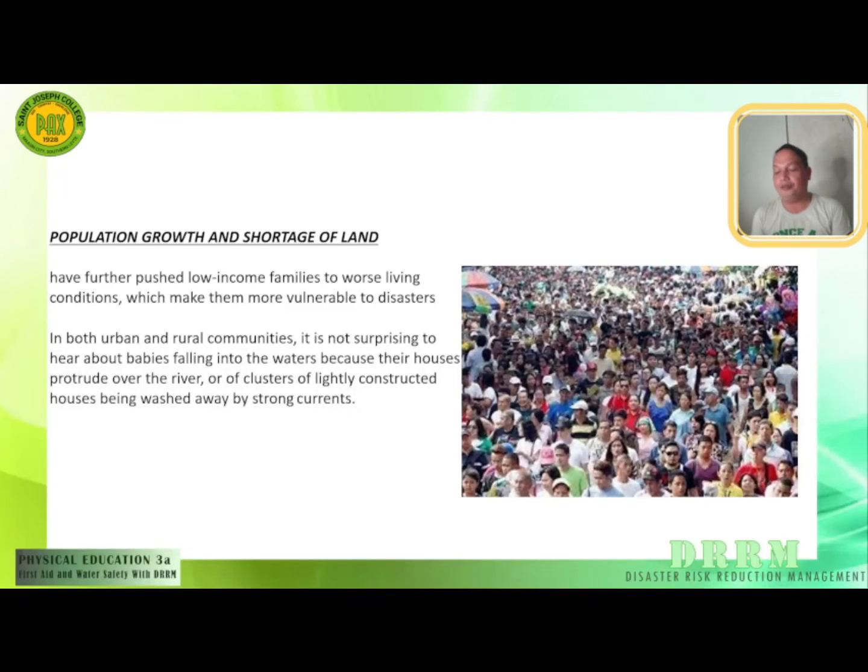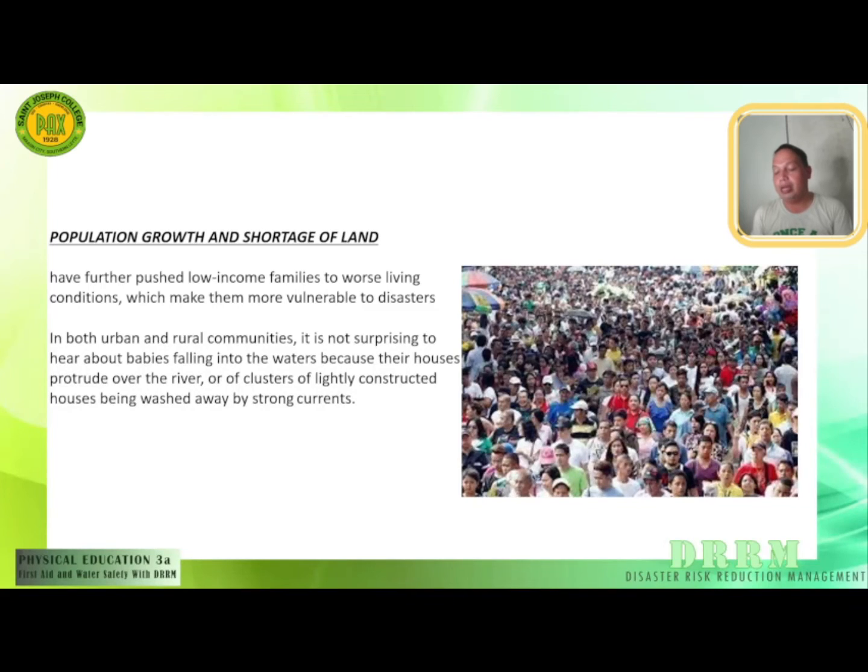Shortage of land has further pushed low-income families to worse living conditions, which make them more vulnerable to disasters. They usually live in marginal lands such as steep slopes, or even riverbeds and banks. So, those are the rivers, slopes, riverbeds, and banks.